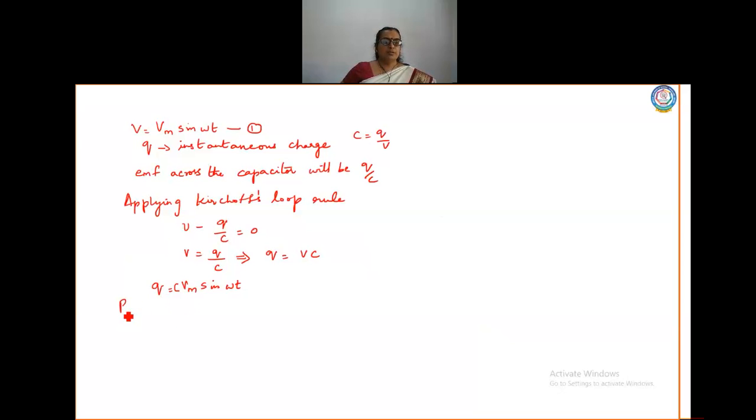Okay. Now we know the definition of current. So by the definition of current, what is current? I is equal to dq by dt, that is the rate of flow of charge, which is nothing but current. Now here I have the value of Q to be C into Vm sin omega t. So substitute for Q as C into Vm sin omega t, so d by dt of C into Vm sin omega t. So this will be the equation.